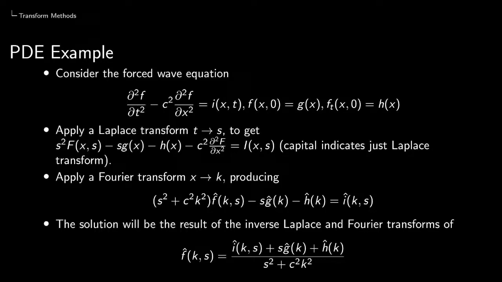So then we can apply a Fourier transform in X to get a significantly simpler algebraic equation in the k-s space, right? Then you can do a little bit of manipulation to find that the F hat is basically going to be a weighted sum of the impulse and the initial conditions, scaled appropriately by S's and K's.